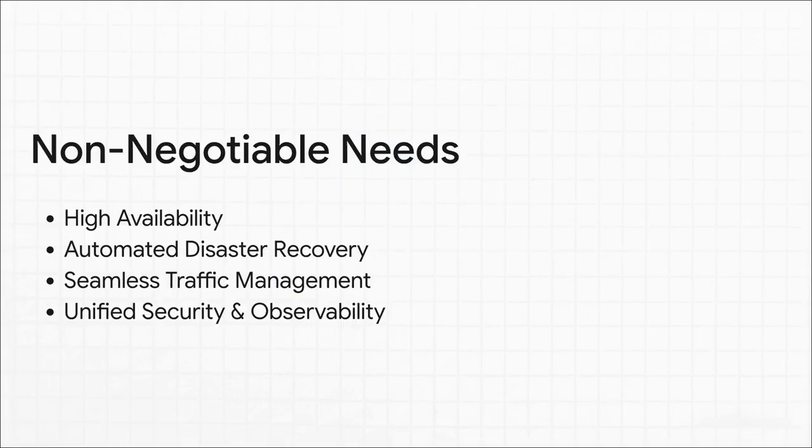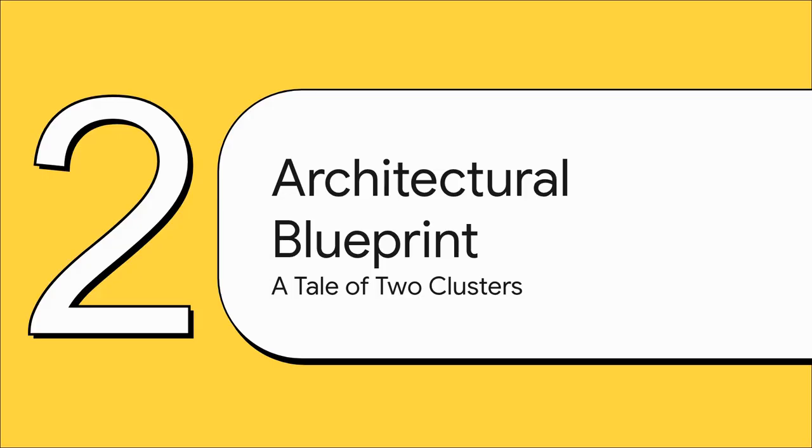For a platform like this, there are a few things that are just, well, non-negotiable, right? We absolutely need high availability and, more importantly, automated disaster recovery. So the site stays up without you getting a frantic call at 3 a.m. And on top of that, we need smart traffic management and one unified way to see what's going on with security and observability across the entire system. So, how in the world do we actually pull this off?